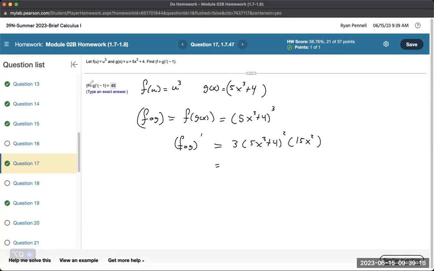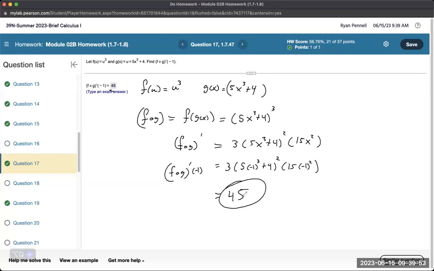We don't really need to clean it up since we're going to plug in a number. So f of g prime evaluated at -1, we just need to plug this in: 3 times (5(-1)^3 + 4)^2 times 15(-1)^2. There you go. So you're just evaluating this. The nice thing is you don't have to clean it up as much if you're just going to evaluate it as a number. From there, we find that that was 45. But you'll probably have different numbers for your problem.